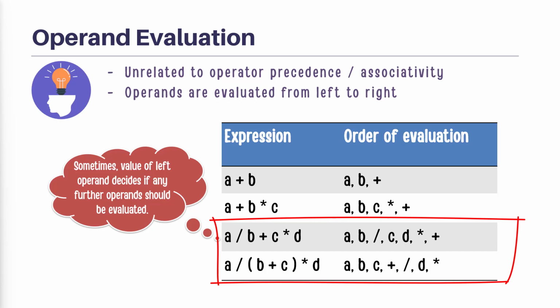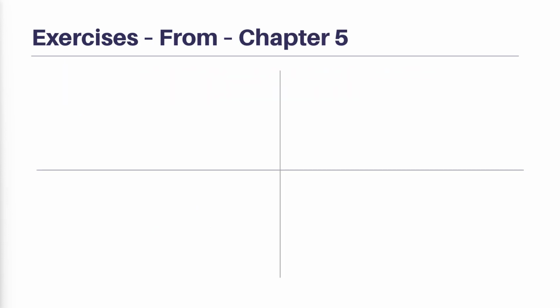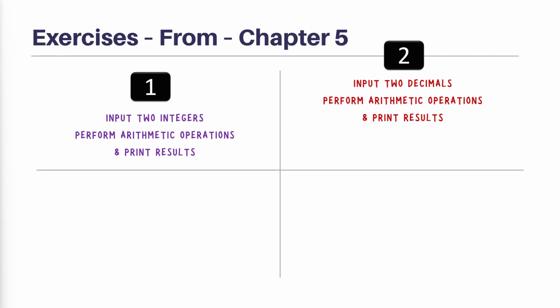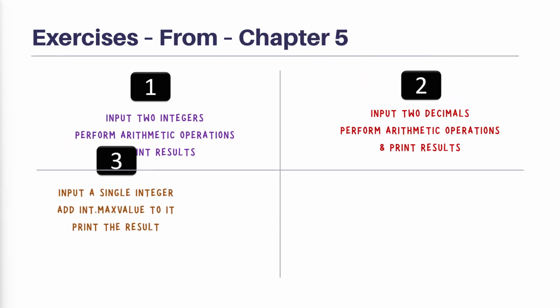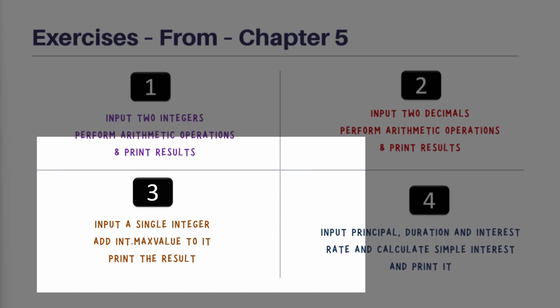To summarize, we have discussed everything about arithmetic operators. We also have discussed operands and assignments. Let's move on. Before explaining the next concept, let's have a look at the exercises from chapter 5. This slide shows those exercises. The third exercise in particular was special.